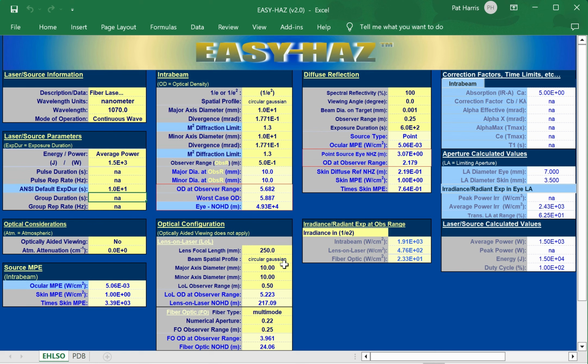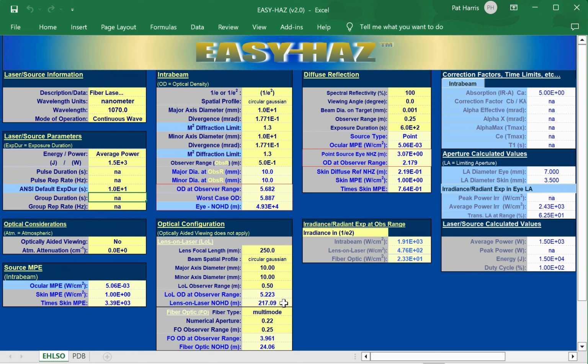And so we do the same thing down here. We can see that the collimated beam is 10 millimeters, and so that would be the beam that would be input to the focusing lens. So we put 10 millimeters in for our major and minor axis diameters. We set our observer range at about 1/2 meter. We can see that the OD required is 5.2, and we have a 217 meter NOHD.